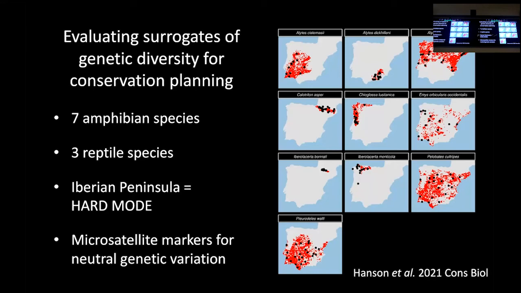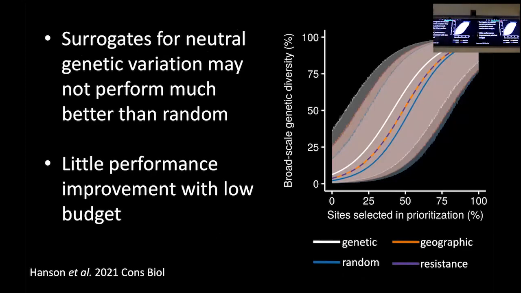So what we looked at was 7 amphibian species and 3 reptile species, and we used microsats, if you know what that is. And as you can see, these are the distributions of the species in the data, and they're quite different. Some are really narrow ranging, other ones are much broader. And so what we did was generate, for each species, a separate prioritization where we selected sites. So we selected 1 site, 2 sites, 3 sites, 4 sites based on different rules. One of the rules was maximizing genetic diversity, and that's what the white line shows here. So this is a curve that summarizes the results across multiple different curves.